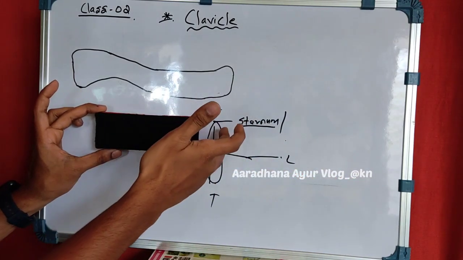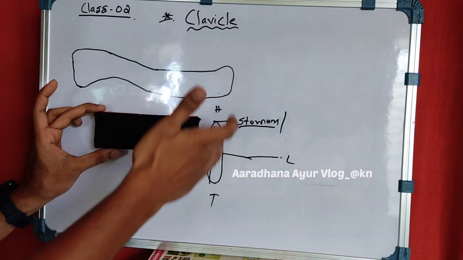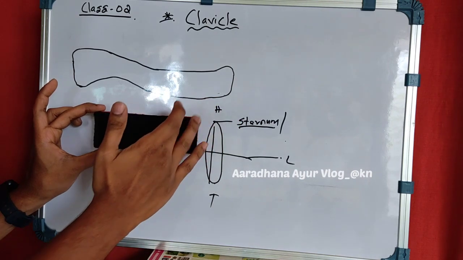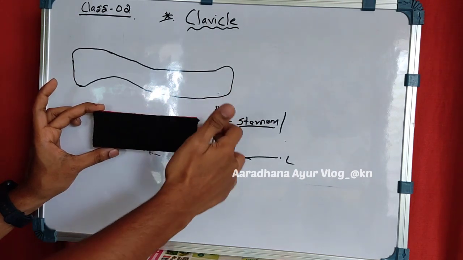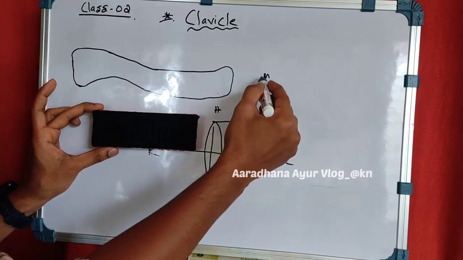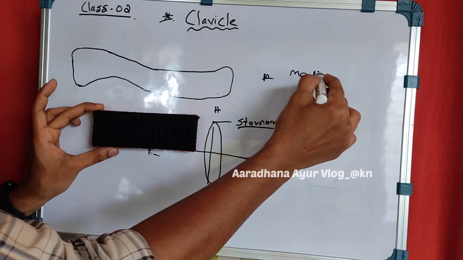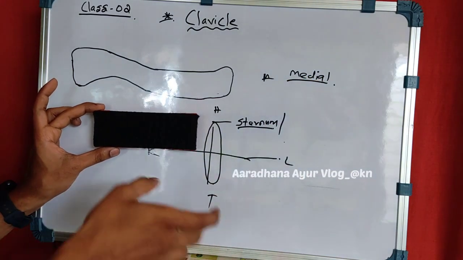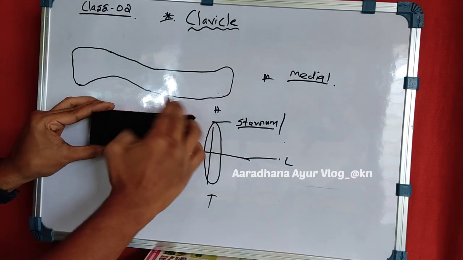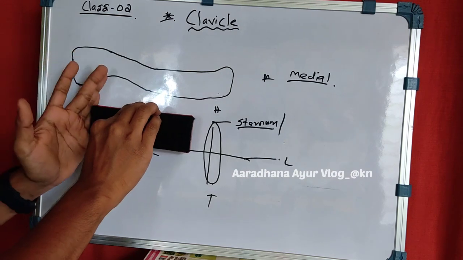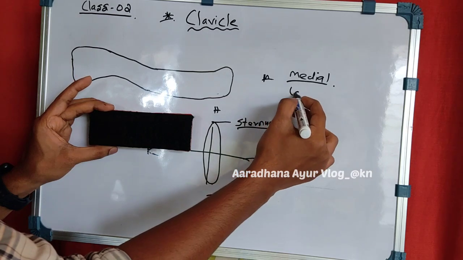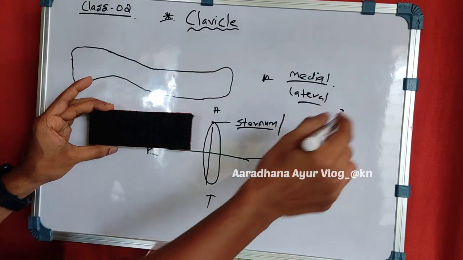Whatever comes close to this medial part, this is the midline of the body. So it is near to the midline, so this part is called the medial part. And whatever comes away from this one, this part is called the lateral part. So away from the midline it is the lateral part, and close to the midline it is the medial part.